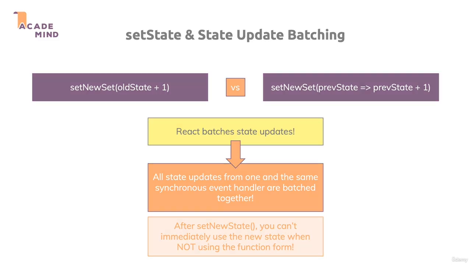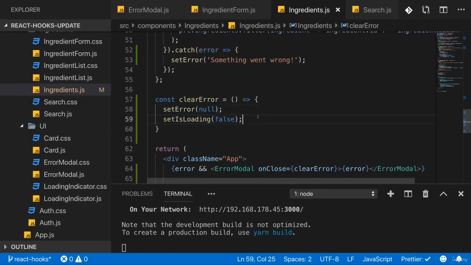That's a bit theoretic. What does this mean? It means that here in clear error, for example, I have set error and set is loading. This is in the same function. These two steps are executed synchronously after each other. So even if that were in a then block, if both are in the same then block, then these two always run right after each other, and then React batches these two state updates together. So this will not mean that set error causes a re-render cycle and set is loading causes another one, but we'll only have one render cycle here, which updates both states, or which reflects both state updates to be precise.